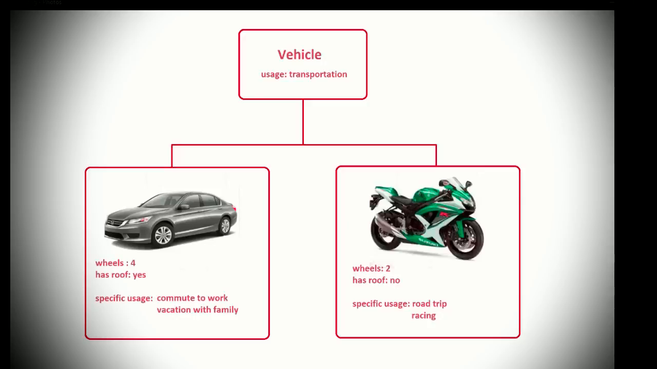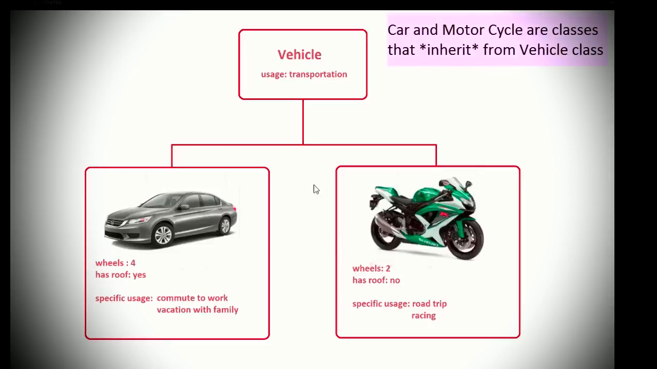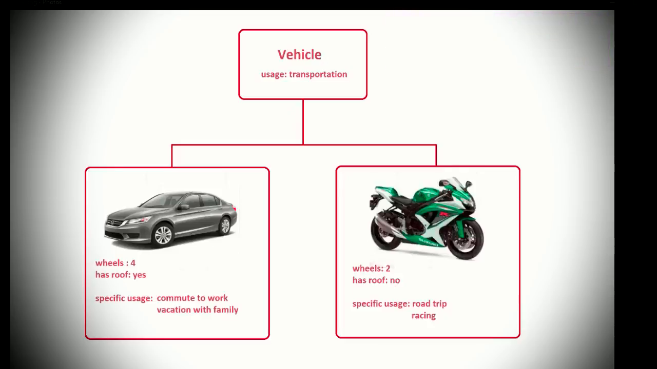So here you can say that we have derived car and motorcycle subclass from a class vehicle, or you can also say that these two classes inherit from a vehicle class. So that's essentially the definition of inheritance here. Now what we are going to do next is we are going to implement this same example in Python.